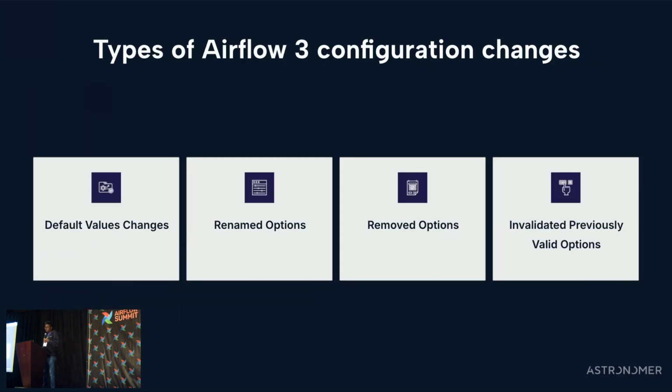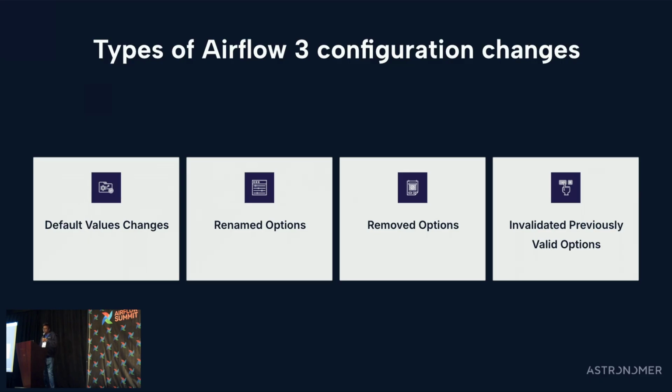Moving on, there are four different types of configuration changes. There are certain default value changes. For example, in scheduler, we used to have catchup by default, which used to be true before, but it has been changed to false now, right? Similarly, there are certain options which have been renamed. For example, we used to have web_server host in webserver. It has been renamed to api.host.